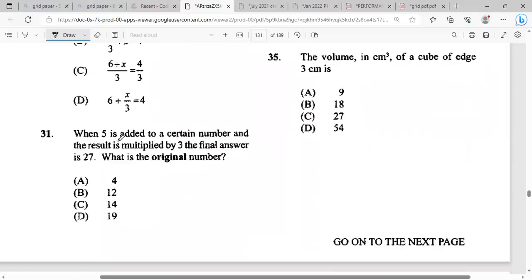All right, when 5 is added to a certain number and the result is multiplied by 3, the final answer is 27. What is the original number? So we are going to work from the 27, and it said the result is multiplied by 3. So what we're going to do is divide by 3, take the inverse. Hold on, this is not 21. 9, that would be 9, 3 times 9 is 27.